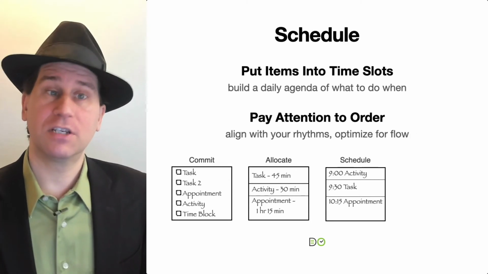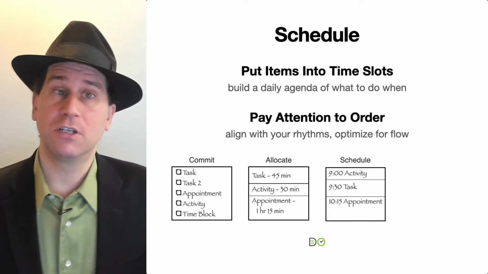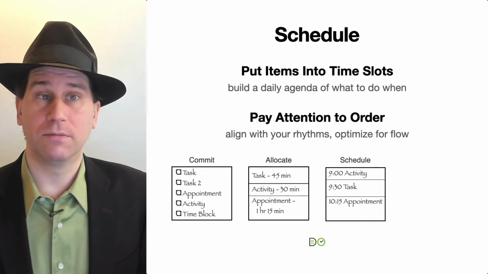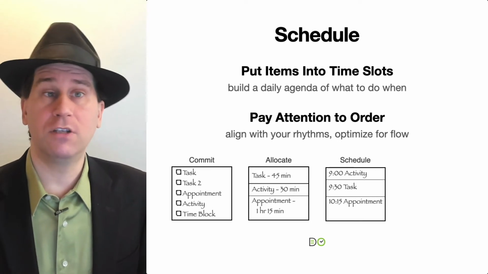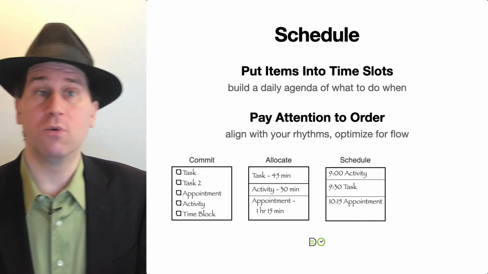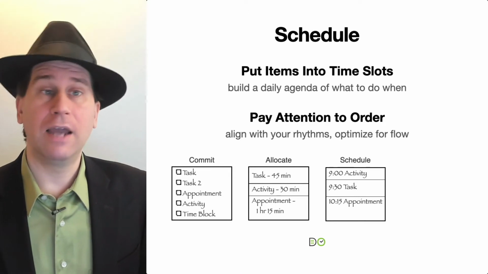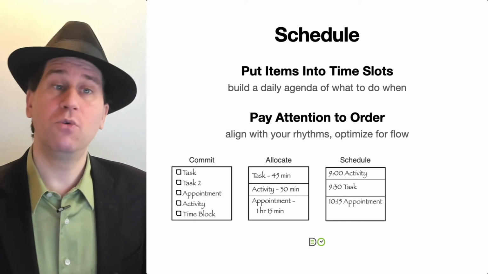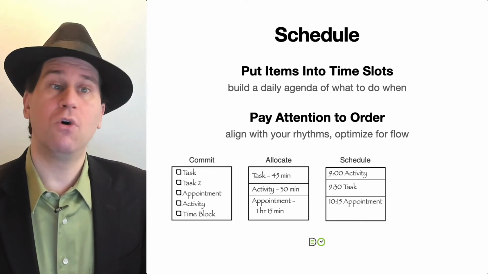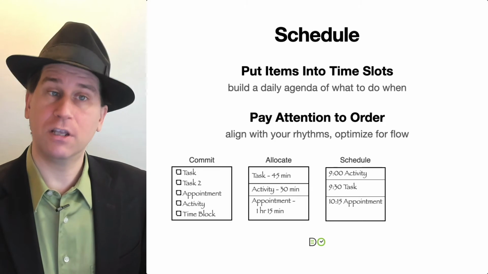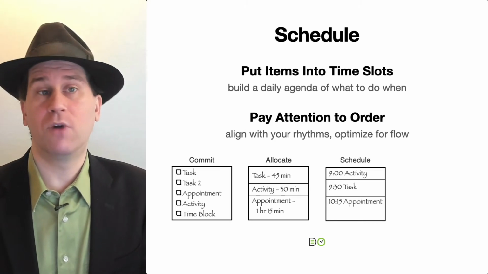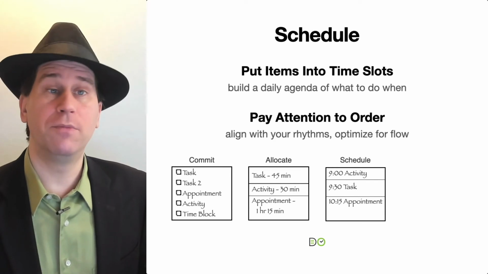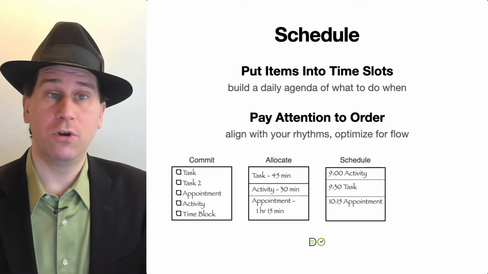The next step is to schedule. Put those items into time slots. Go and take each item and put it into a time slot of what to do when. Now, if you want to be a little bit more advanced, pay attention to the order in which you're putting them in. Align them to your personal rhythms, your energy rhythms, your circadian rhythms. So if you are most productive in the morning, do all the tasks that require that high energy in the morning, and do the tasks that are more administrative in the afternoon. If you're flipped, perhaps you do your administrative tasks in the morning, and then you do your more productive tasks in the afternoon.